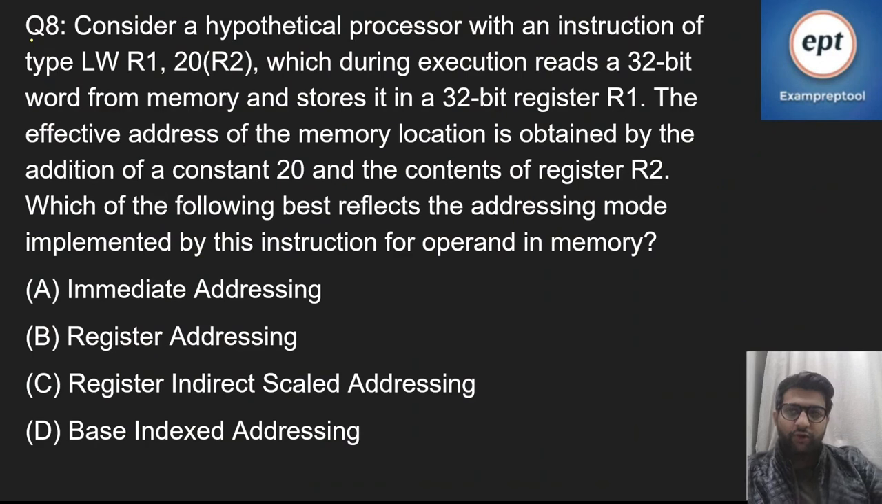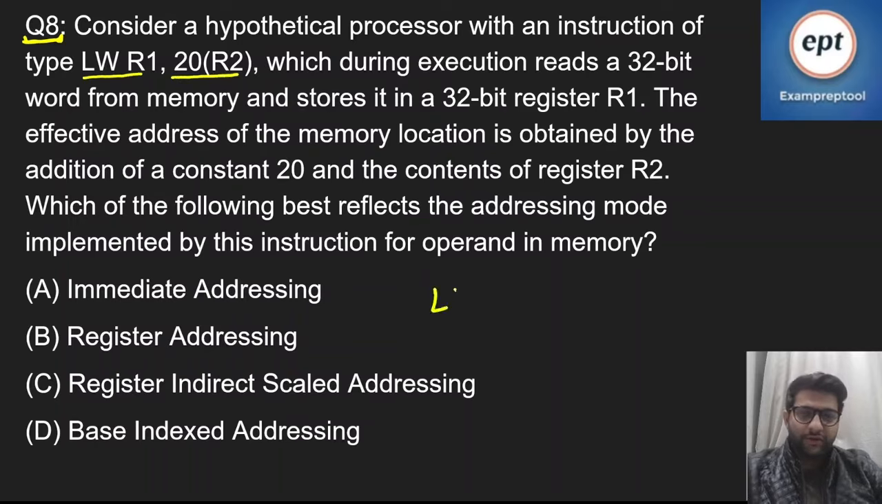So let's move on to question number 8. It is given: consider a hypothetical processor with an instruction of type LW R1, 20(R2). So the instruction is given as LW R1, comma 20(R2).